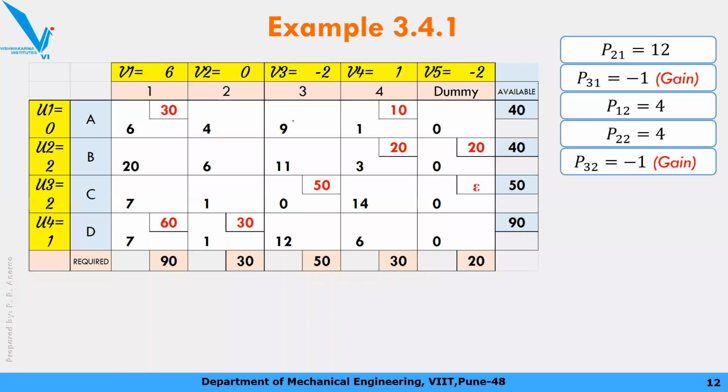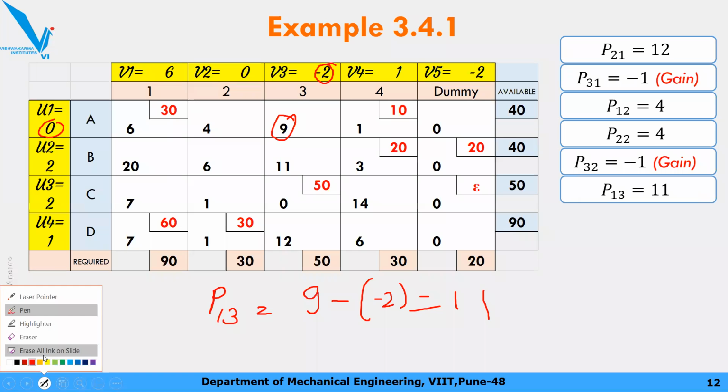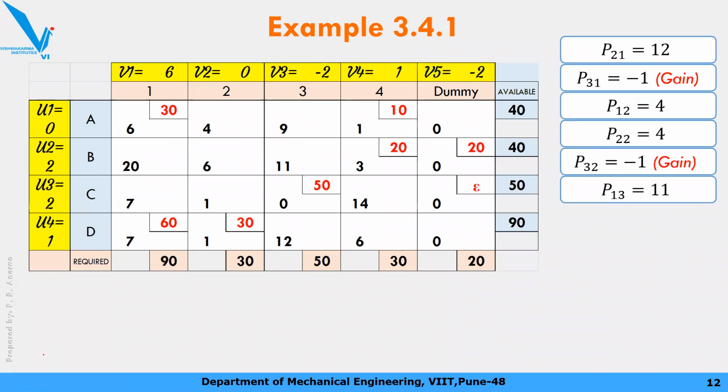Next calculation, next cell: the penalty for row number 1, column number 3. The cost is 9 minus (u plus v). u is 0 and v is -2, so 9 minus -2 becomes 11. So no gain. I hope all of you have understood the concept. Do the calculation for all unoccupied cells.